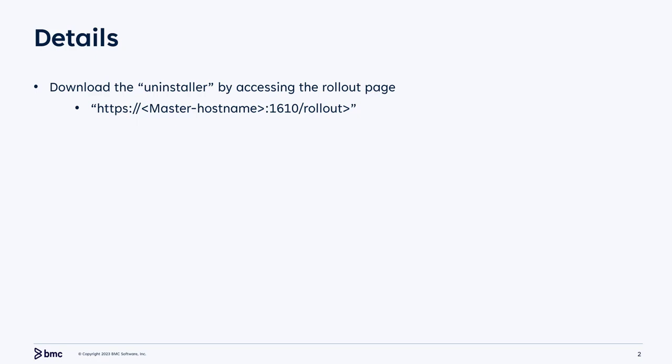Now port 1610 is the communication port that is configured for my environment. In case there's a different port that is configured for yours, you may want to update that in the URL and then access the rollout page.